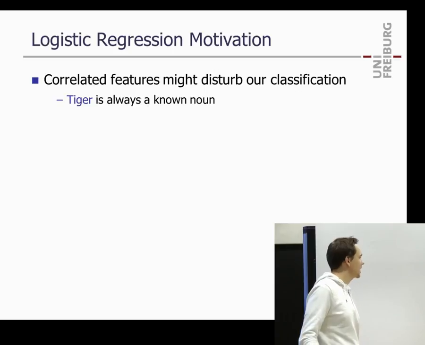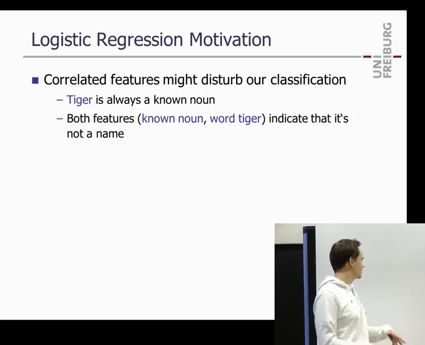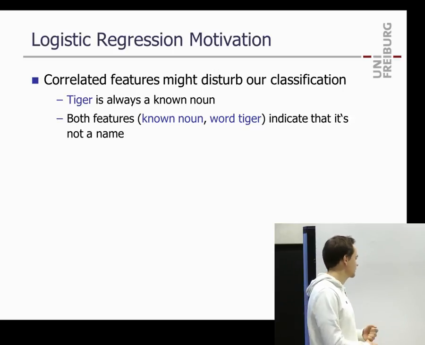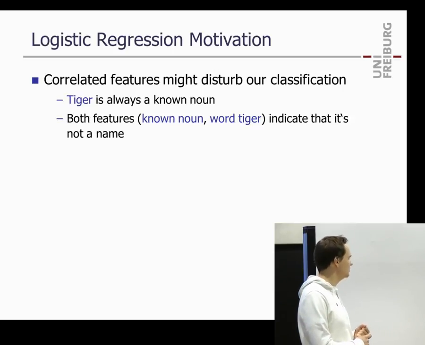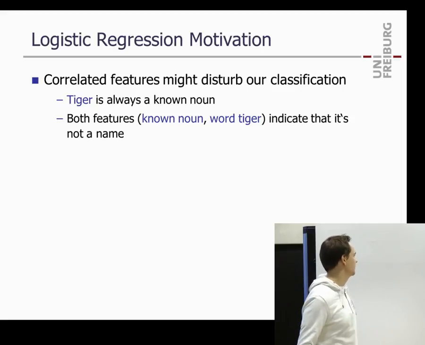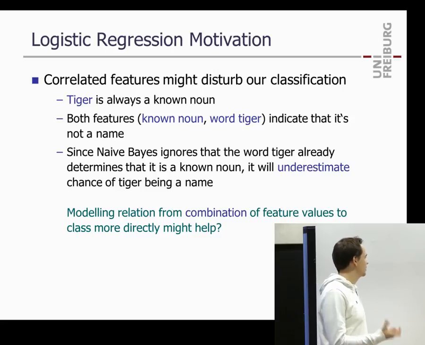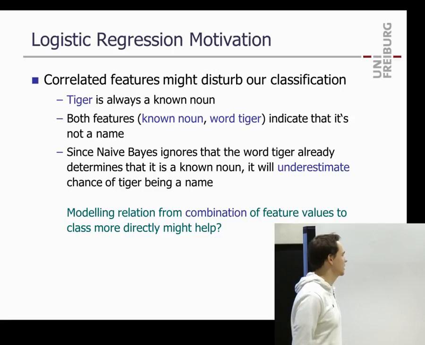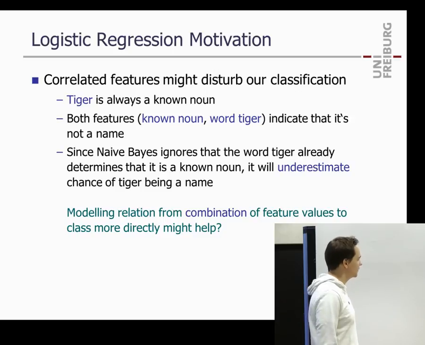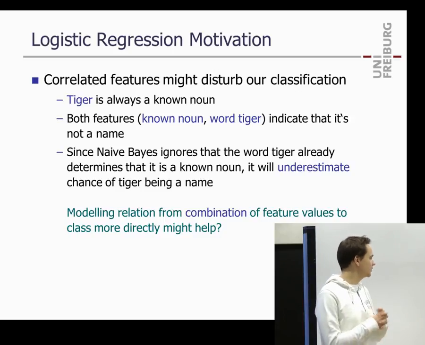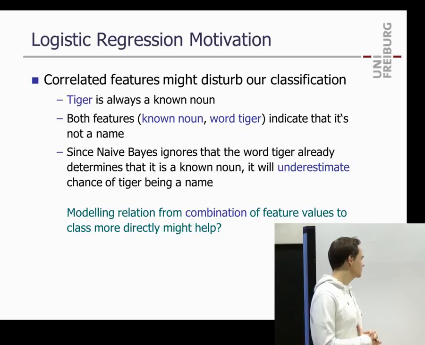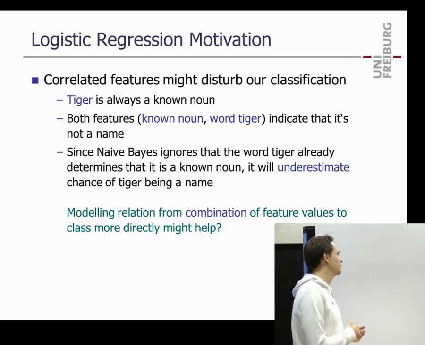For example, I told you tiger is always a known noun. Now let's just assume that those features indicate that it's not a name. Let's say tiger usually is not a name, and a known noun usually is also not a name. In this case, naive Bayes ignores that if you have a tiger, you already know it's a known noun, and therefore it will underestimate the chance of tiger being a name. It will overestimate the chance of tiger not being a name. And yeah, if you have, for example, a lot of very strongly correlated features by accident or for whatever reason, then naive Bayes performance will go down.